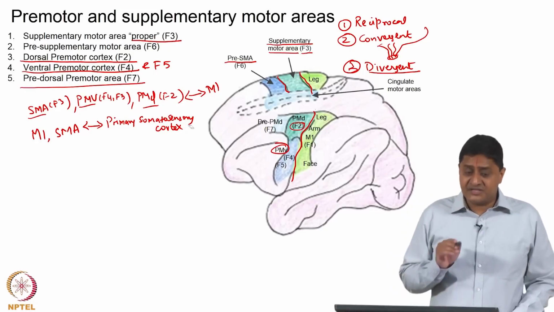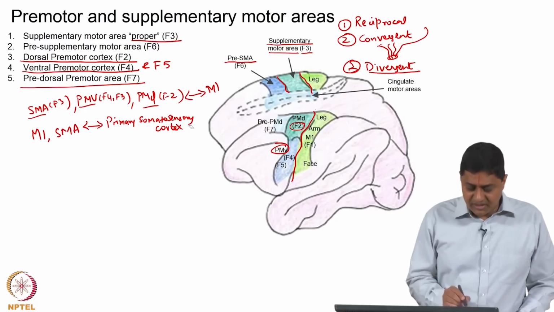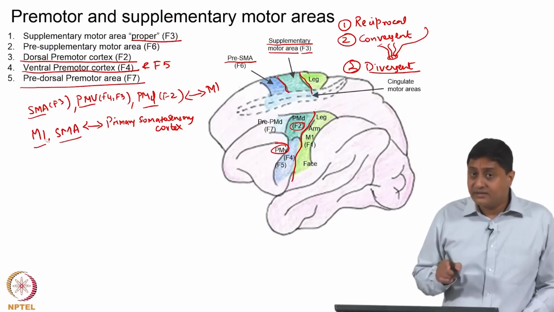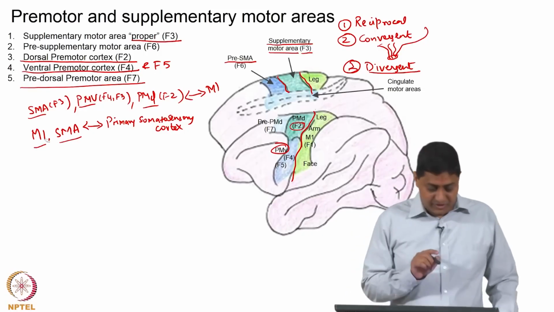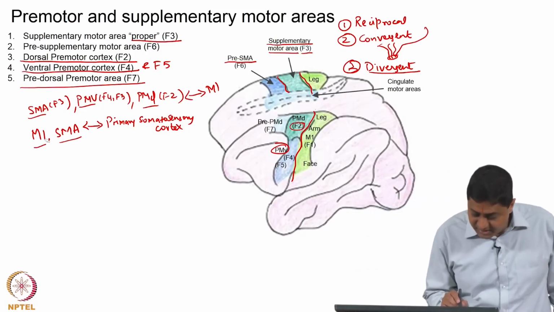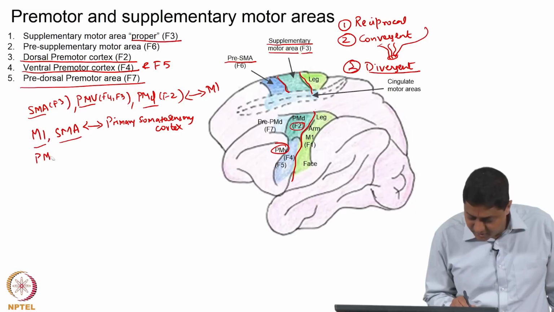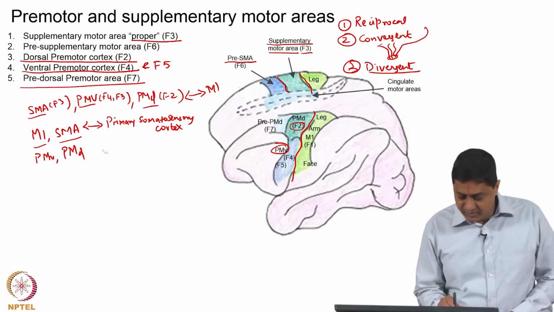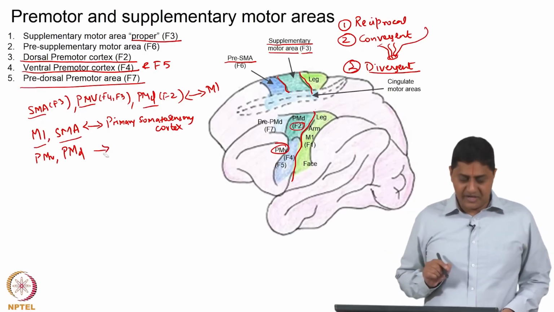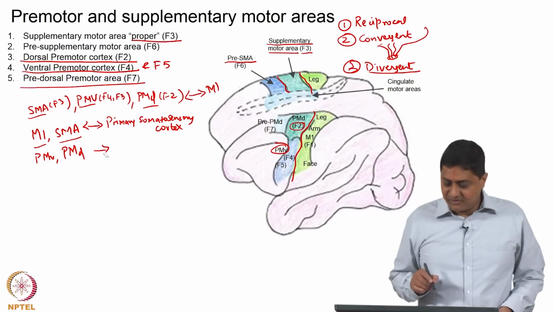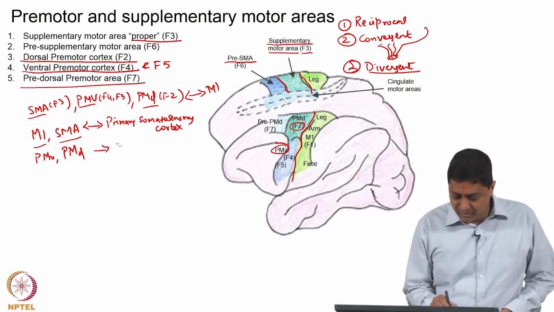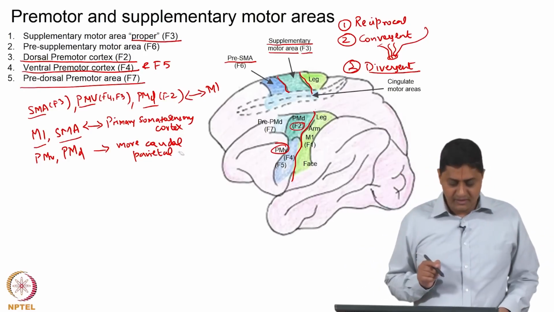So, this information is shared with the primary motor cortex and the supplementary motor area. Note that, but not with the premotor areas, whereas the premotor areas, which are the ventral premotor area and the dorsal premotor area, also project to the parietal cortex and also receive inputs from the parietal cortex, but from the more caudal parietal cortex. So, not from the primary somatosensory cortex, right.